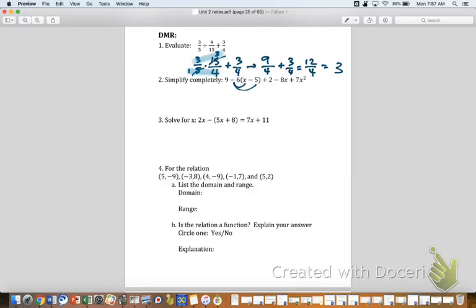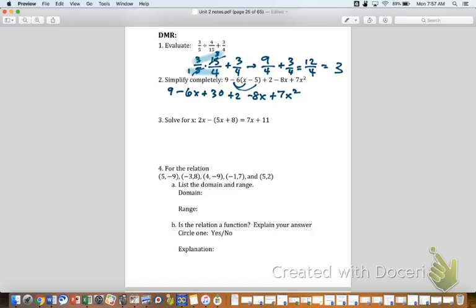This gives me 9 minus 6x. What's the next symbol? Not minus. Plus. It's plus, right? Because we're doing a negative times a negative, which is positive. So it'd be 9 minus 6x plus 30 plus 2 minus 8x plus 7x squared.